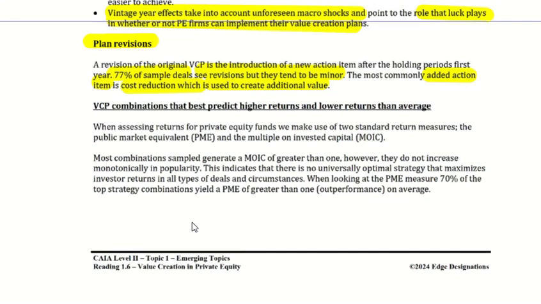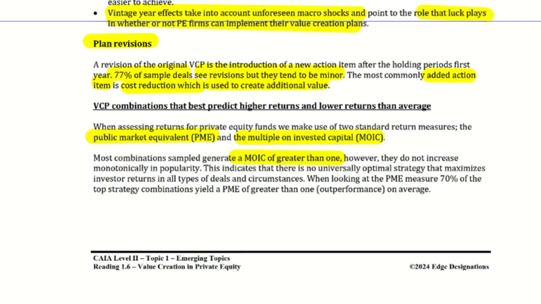VCP combinations that will best predict higher returns and lower returns than average. When we look at the returns on the private equity funds, this particular article focuses on two return measures: the PME, the public market equivalent, and the MOIC, the multiple on invested capital. Most combinations that were sampled generate a MOIC of greater than 1, which would indicate that value has in fact been created. However, they do not increase monotonically in popularity.